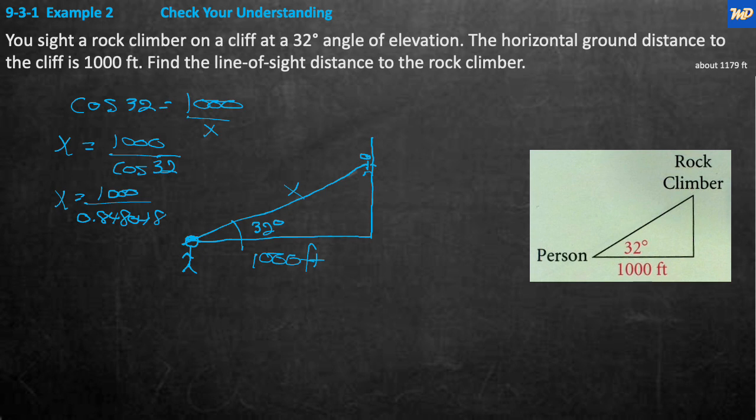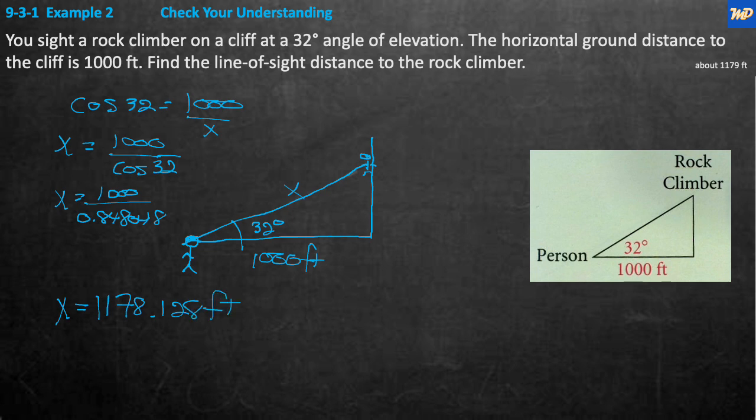And now we've worked the problem, so we're going to take 1,000 and divide it by this 0.8, whatever this number is. So it's going to be 1,000 divided by 0.848048. And we come up with an answer of x equals 1,178.128 feet.